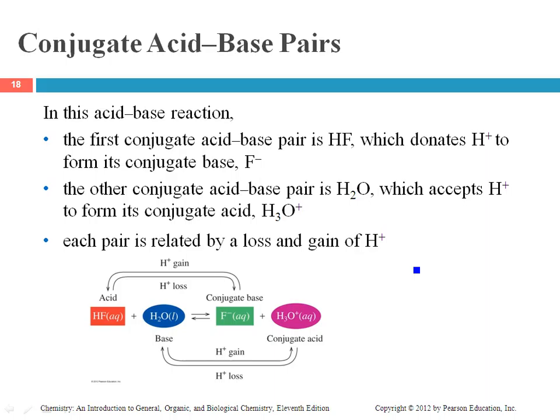Okay, and this is just going through again. The first conjugate acid-base pair is the HF with the F- of the fluoride ion. And our other pair, so here's our first pair, and here is our second pair. And they're only different, they're related by a loss or a gain of a hydrogen ion.